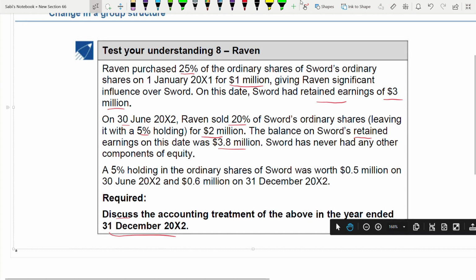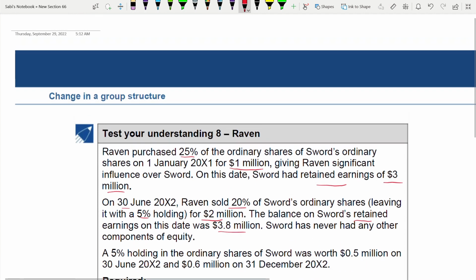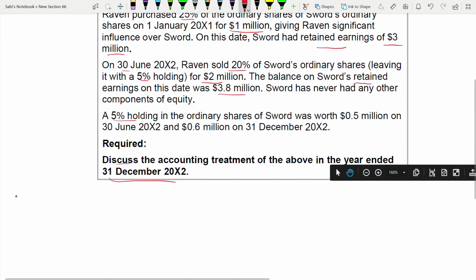Okay, now that 5% holding, what is the fair value? 0.5 million on 30th June 2002, but on 31st December 2002 it increased to 0.6. So you can see there's a gain. But before we directly jump to that gain from 0.5 to 0.6, we need to go in step order.